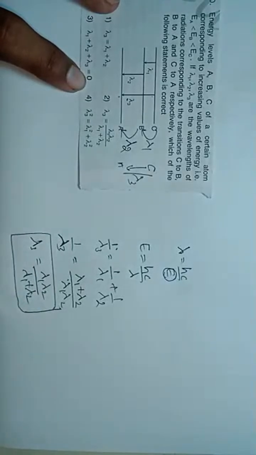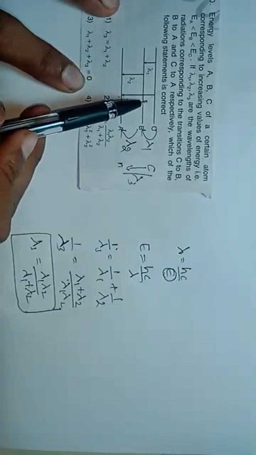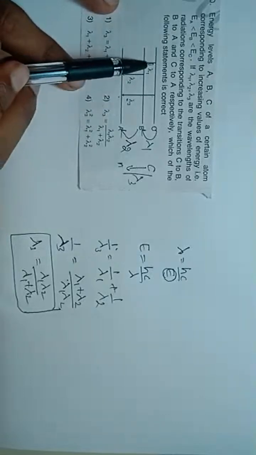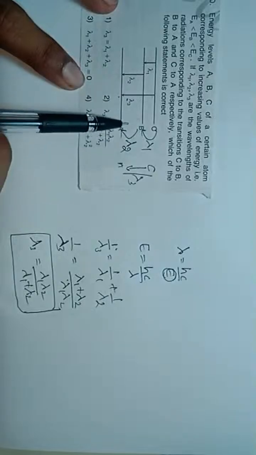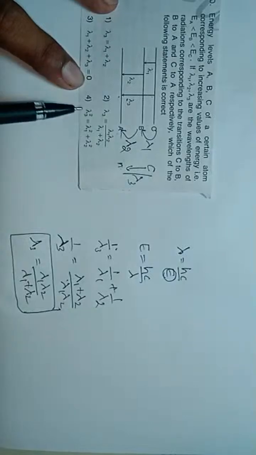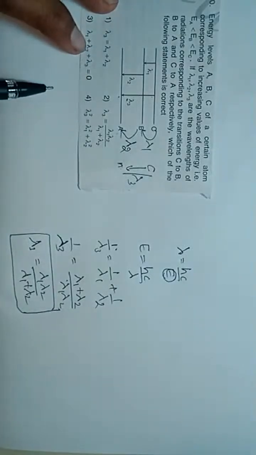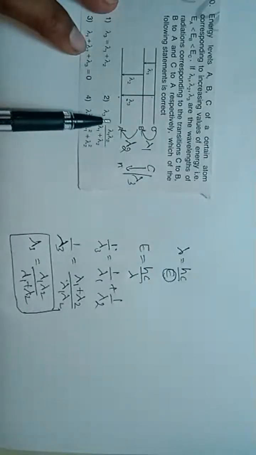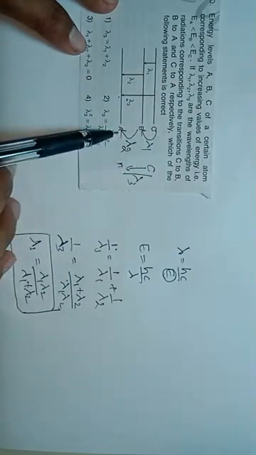I will be recapping this question. There is a radiation of different wavelengths. From C to B, lambda 1 is falling. From B to A, lambda 2 is falling. From C to A, lambda 3 is falling. The options are given mainly in terms of lambda 3, so just follow which will be correct. Lambda 3 is the total radiation from C to A.